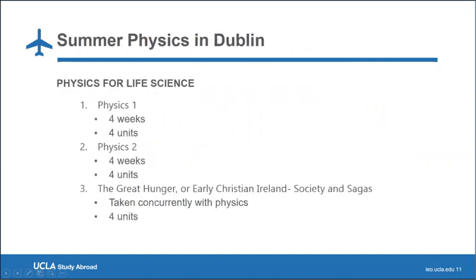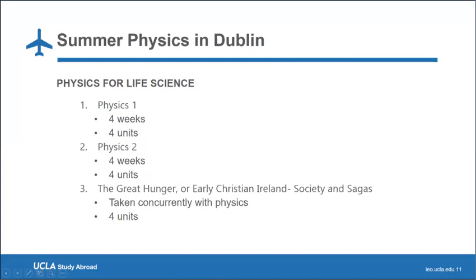And I'm a visual person, so I like to visualize this out for you. This is a quick example of how the summer physics program will look like in Dublin. So for physics for life science, you will be enrolling in physics 1 for the first 4 weeks, and you will be earning a total of 4 units for that course. The second portion of the program, so the last 4 weeks, you will be enrolling in physics 2 and earning a total of 4 units.